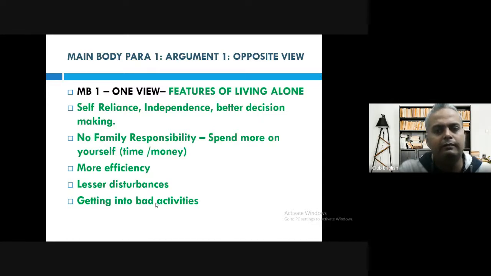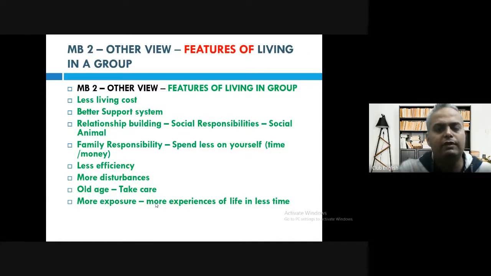What are the features of living in a group? Living in a group means spending less on living cost, a better support system, relationship building, social responsibilities, human being a social animal, and family responsibilities will be there. Less efficiency will be there, more disturbances, taking care in old age would be difficult, and it would be rather more expensive, but more exposure, more experiences of life in less time.